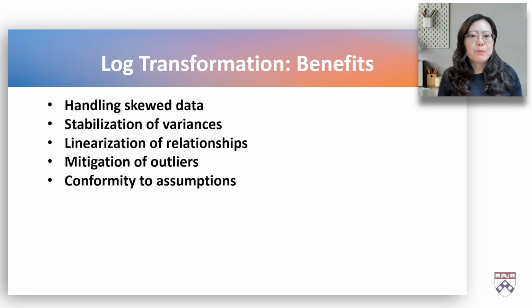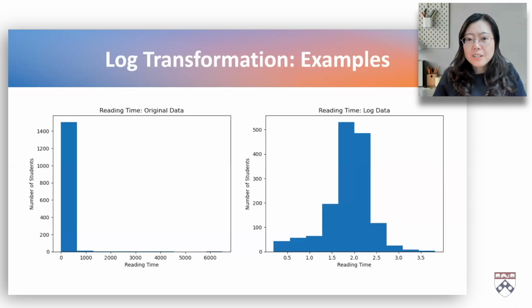Some analyses assume specific distributional properties, like normality. Log transformation helps align the data with these assumptions, improving the validity and reliability of statistical analysis. The visualization describes the distribution of reading time and shows the benefits of using log transformation for skewed data. The left figure shows that the distribution of reading time is right-skewed with a long right tail. The right figure is a log-transformed distribution, a normal distribution.